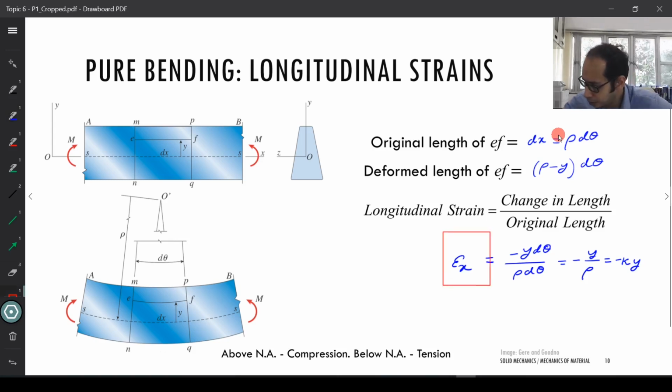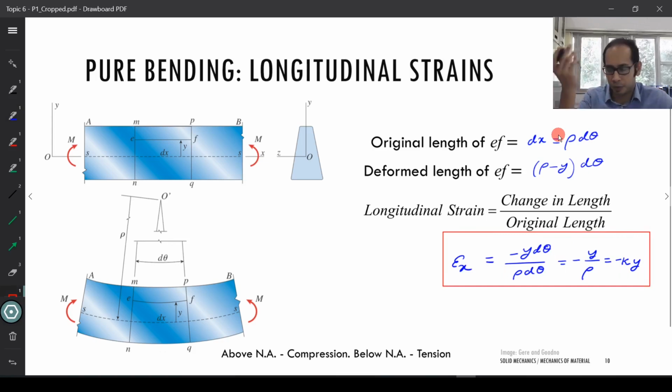So this is an important formulation. We know that sigma is related to E times epsilon. This is from Hooke's law, which we know already.